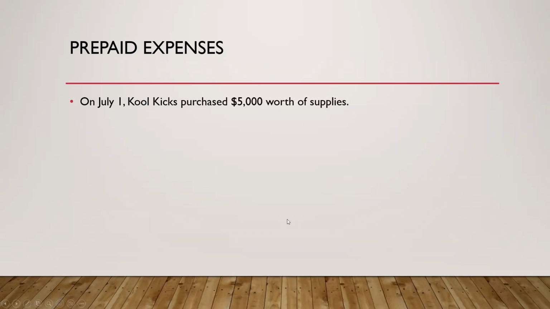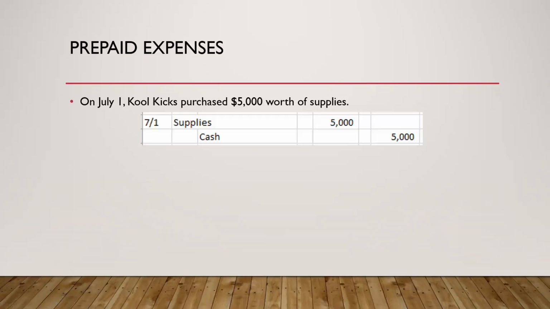Let's look at another type of prepaid expense, supplies. On July 1, Cool Kicks purchased $5,000 worth of supplies. So once again, here we are with a regular old journal entry during the period. We're not looking at an adjusting entry here because it's dealing with cash. So notice we are debiting an asset and crediting an asset, which is perfectly fine.